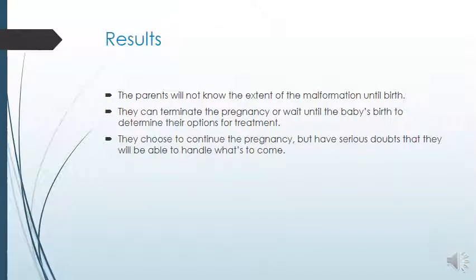The parents will not know the extent of the malformation until birth. Their options are that they can terminate the pregnancy or wait until the baby's birth to determine their options for treatment. They choose to continue the pregnancy, but have serious doubts that they will be able to handle what's to come.